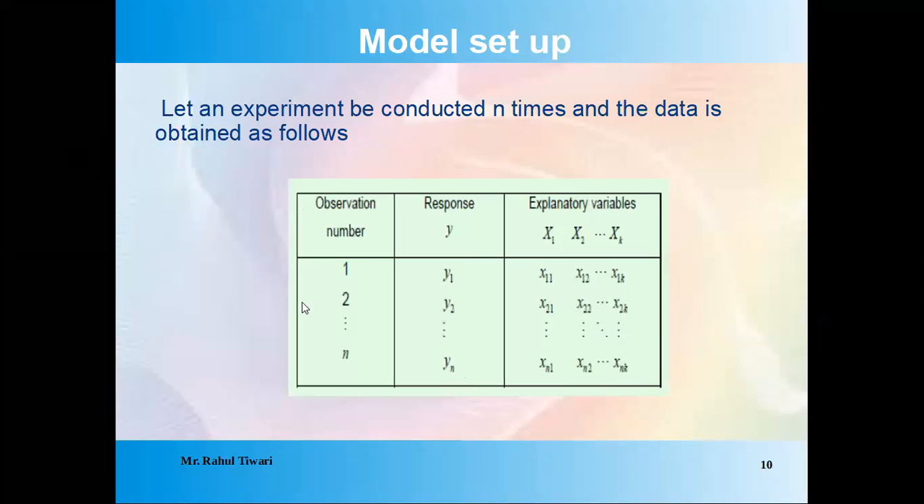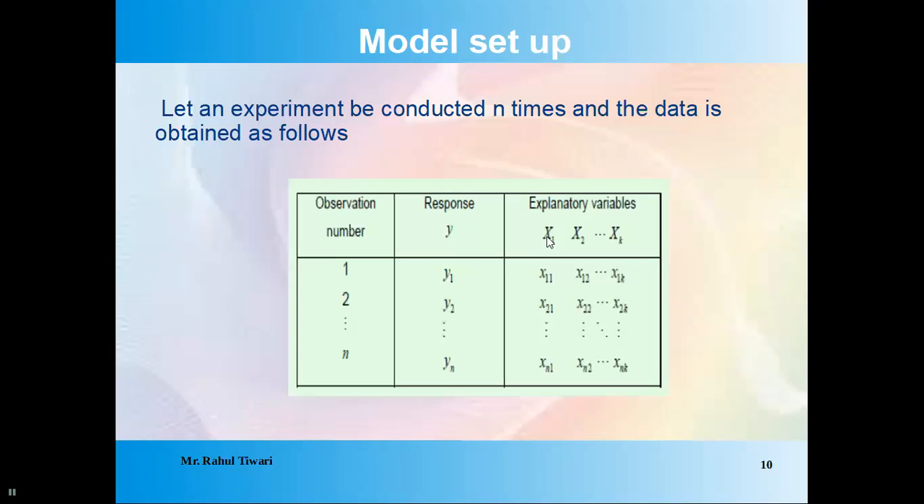Let the experiment be conducted n times, and the data is obtained as follows. This is the data based on the experiment done. We have x1, which is x11, x21, and so on up to xn1, and because it is a repeated measure, x2 is x12, x22, and so on up to xn2, and so on. This is the response data, and this is the explanatory variable.